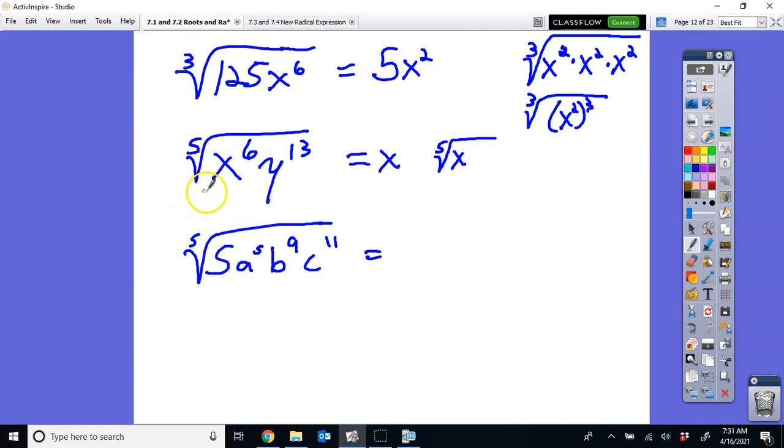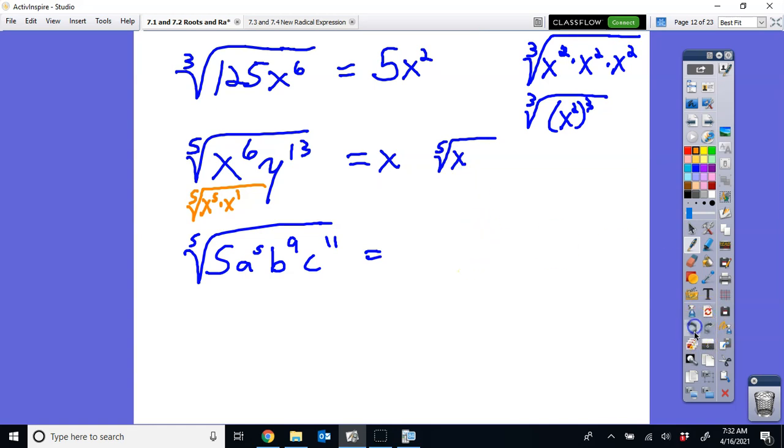Guys, the reason is because if you take, and I'm going to use a different color here, x to the 6th, you can split it up into x to the 5th times x to the 1st. One of those is a perfect 5th. It comes out. And then the other one is not a perfect 5th. It stays in.